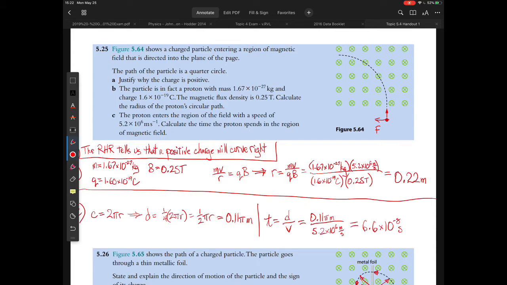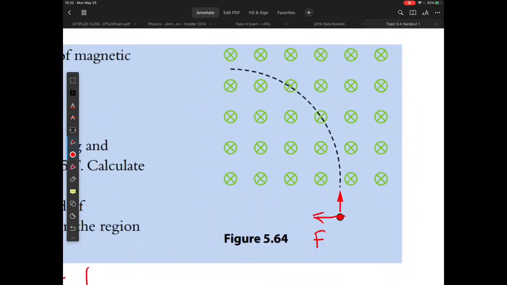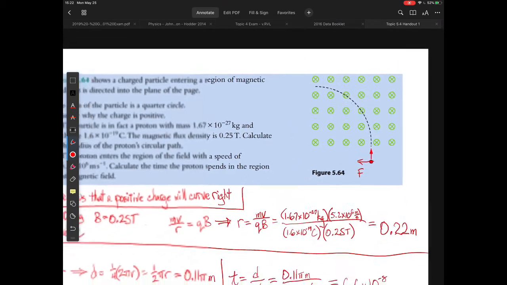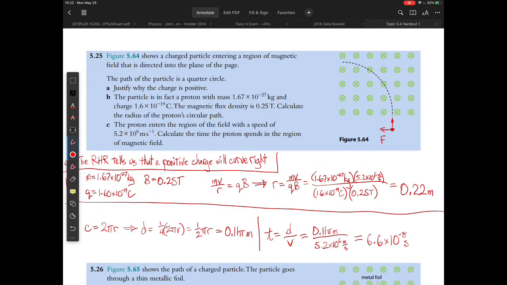Make a note. Okay, so 5.25 shows a particle, a charged particle entering a region of a magnetic field that is directed into the plane of a page, as you can see here. And what we can also see is that this particle is curving. Okay, so justify why the charge is positive.